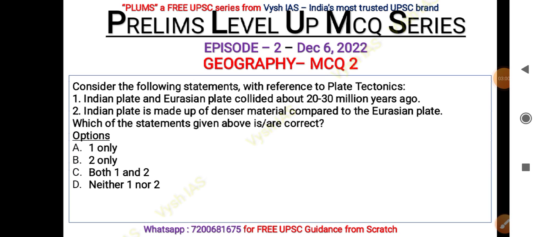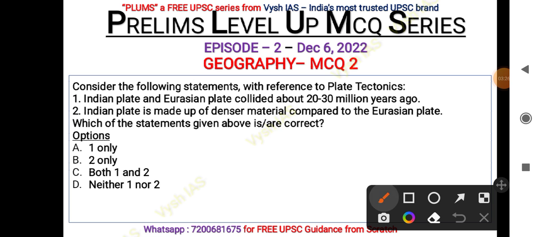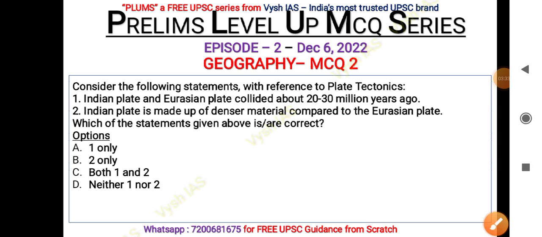So the second question is, with reference to plate tectonics, consider the following statements. The first statement is, the Indian plate and the Eurasian plate collided about 20 to 30 million years ago. The second statement says the Indian plate is made up of denser material compared to the Eurasian plate. We have to tell which of the following statements are correct. You also have to take care whether the question is asking for correct or incorrect statements. Here it is asking for correct statements, so always take care of this.